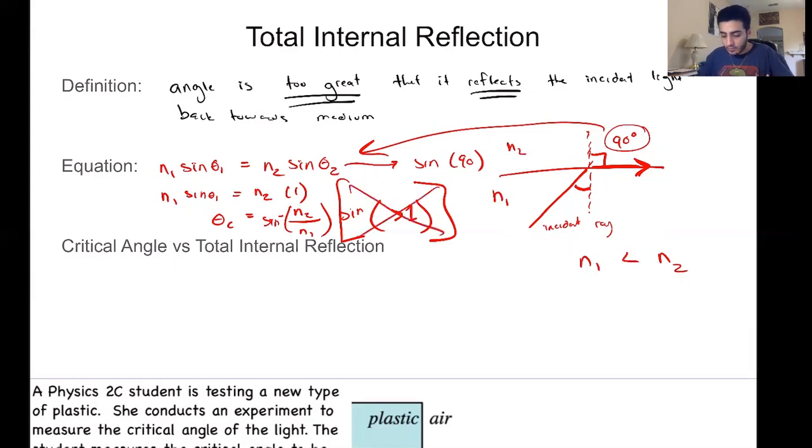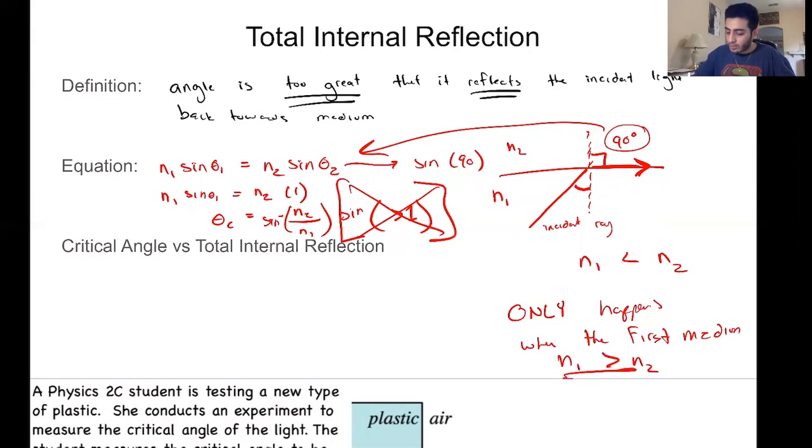Okay. So this can only happen when the first medium, okay, it's going to be too long to write. When the first medium has a greater index of refraction, when n1 is greater than n2. This is when total internal reflection will happen. It is the only time it'll happen.